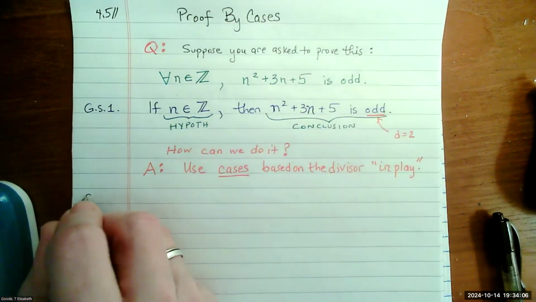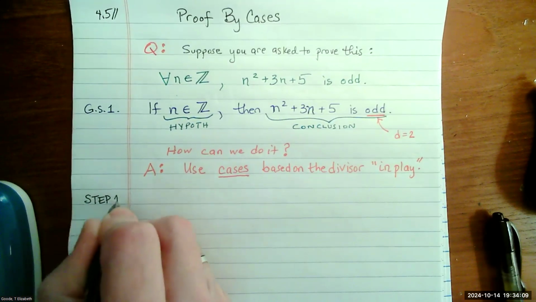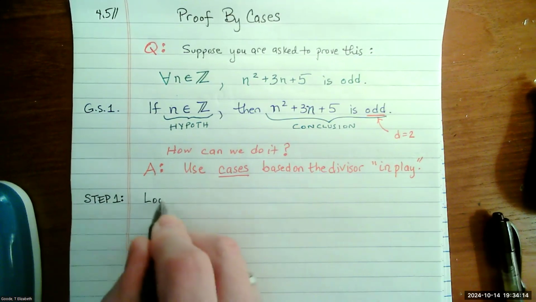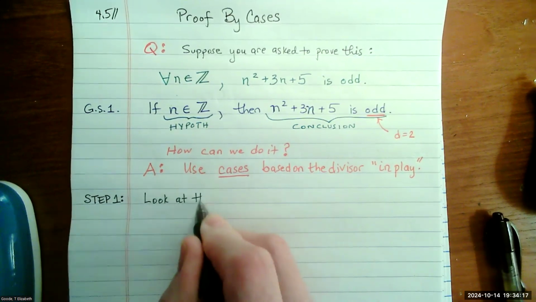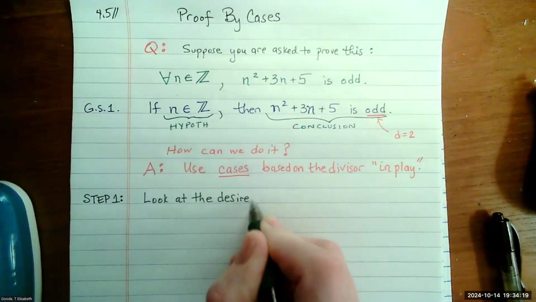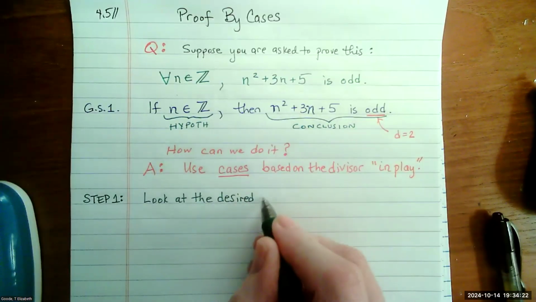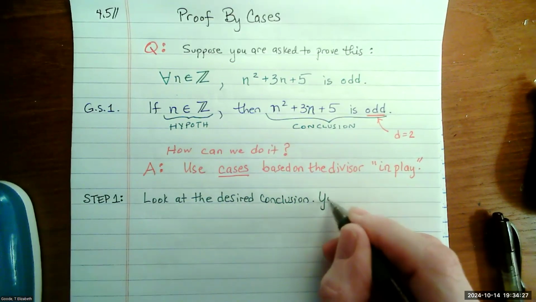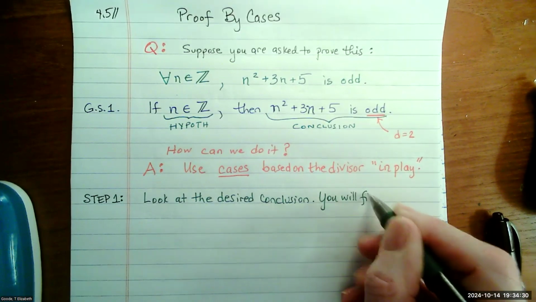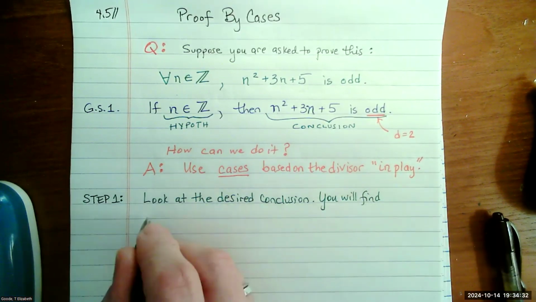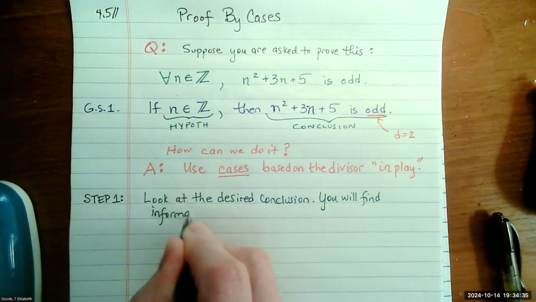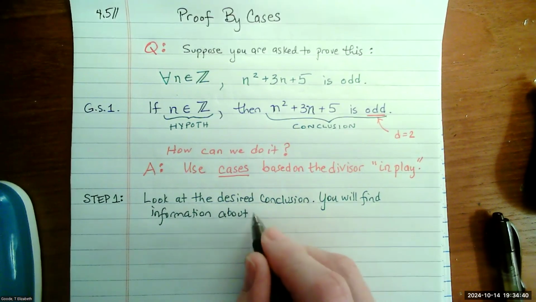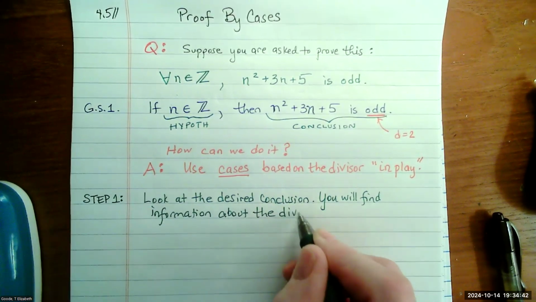So there are 2 steps to this process. The first step is to figure out what the divisor is. So look at the desired conclusion. So, you look at your then part, the desired conclusion, right? You will find information there about the divisor in play.